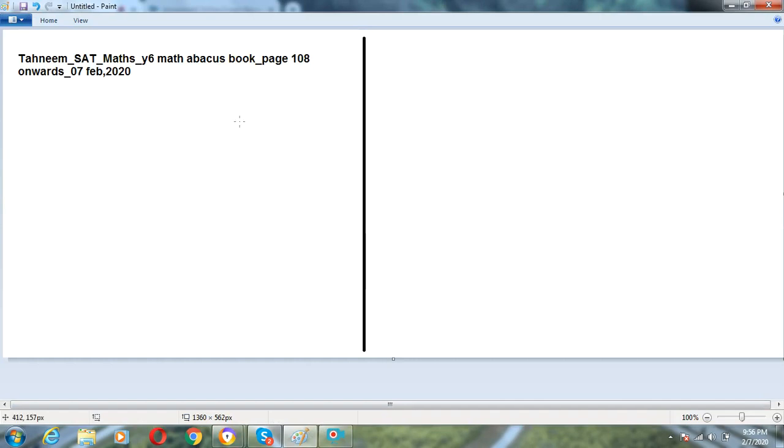A train is traveling at an average speed of 96 km per hour. What is the distance traveled in 3 hours? So we'll do the first question.